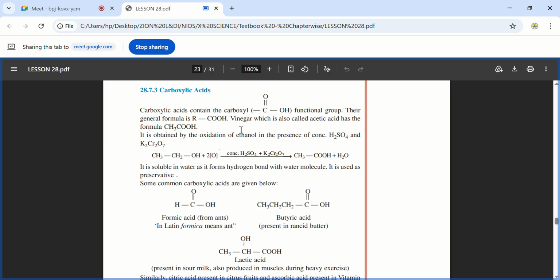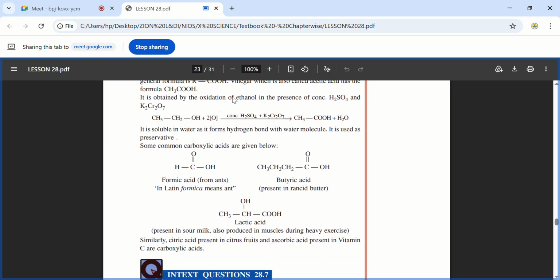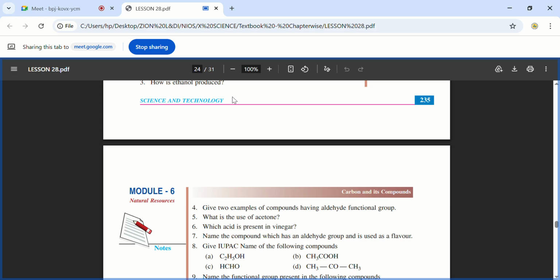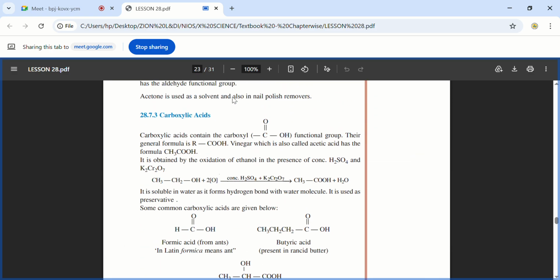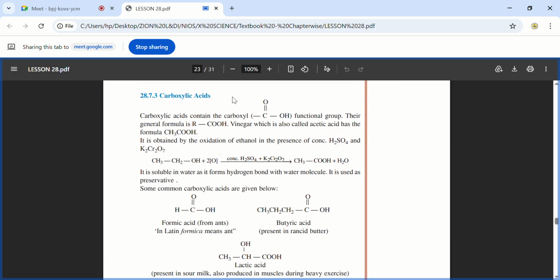28.7.3 Carboxylic acids. Carboxylic acids contain the carboxyl functional group. Their general formula is RCOOH. Vinegar, which is also called acetic acid, has the formula CH3COOH. It is obtained by the oxidation of ethanol in the presence of H2SO4 and K2Cr2O7. CH3CH2OH plus oxygen gives acetic acid. It is soluble in water as it forms hydrogen bonds with water molecules. It is used as a preservative. Some common carboxylic acids are given below.